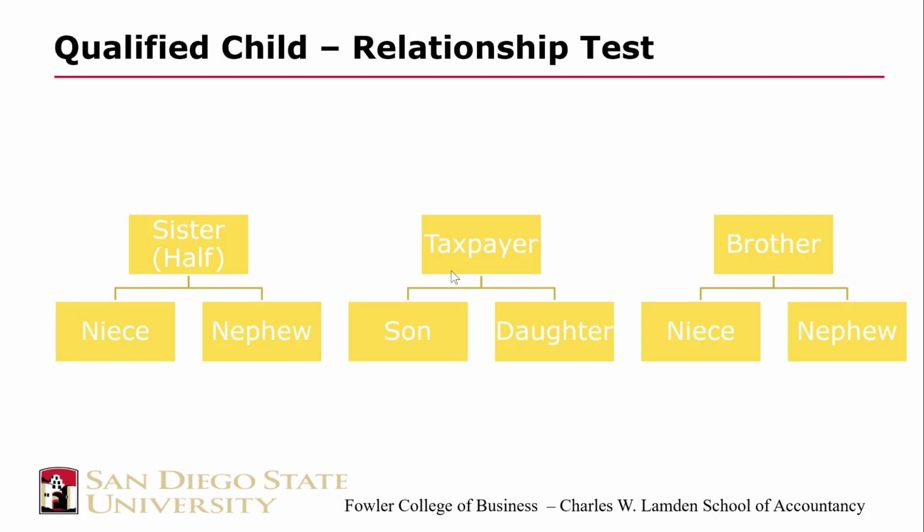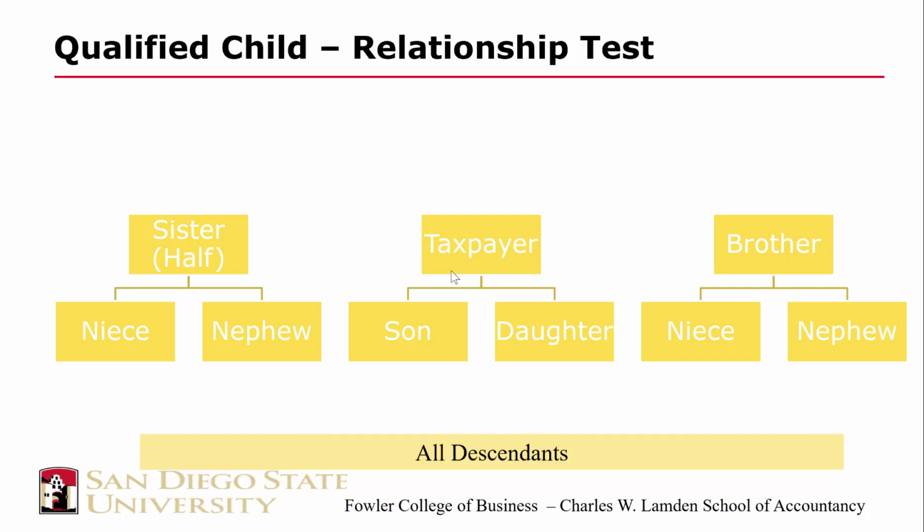Here is the relationship test. You're the taxpayer, and you can claim any of the people on this screen, right? So your sister, your brother, your half-sister, your half-brother, your son, your daughter, and any of the descendants of any of those people.